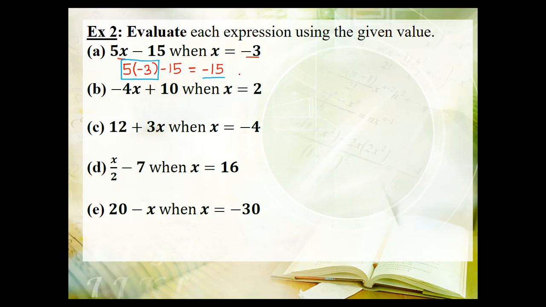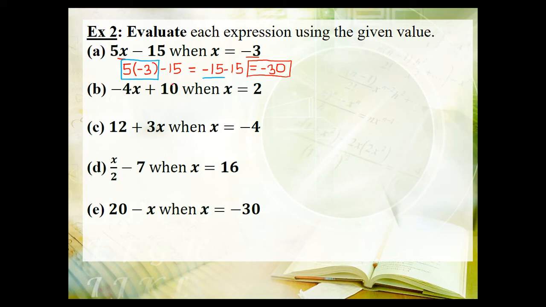But I still have to subtract this other 15 at the end. So we still need to minus that 15. And if you're at -15 and you remove another 15, you would then be down to -30. So when I evaluate this expression for x equals -3, it's equal to -30.